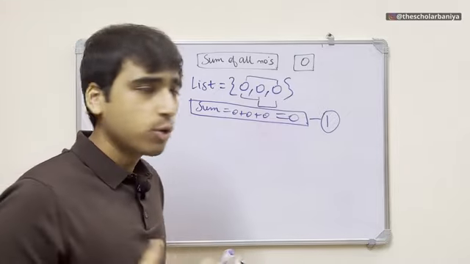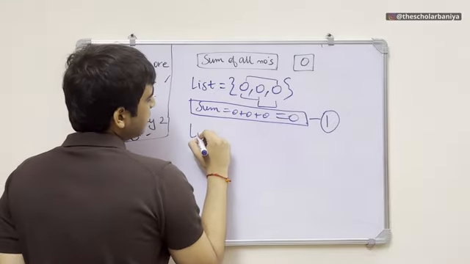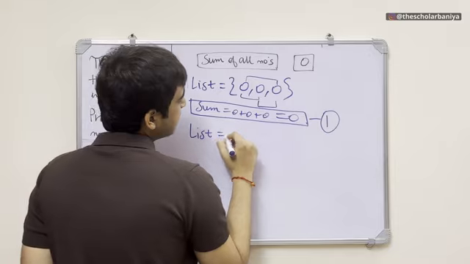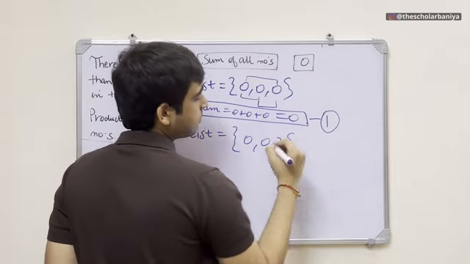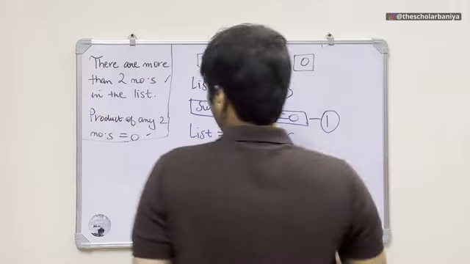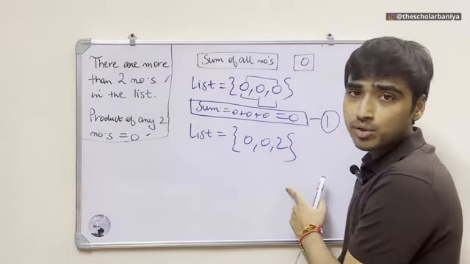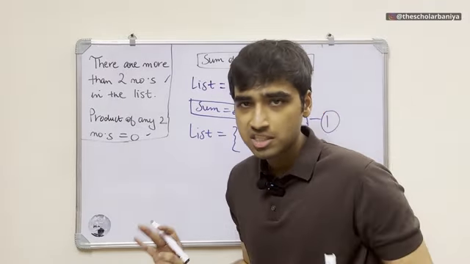Now let's try to take one more case. For example, there is another list, right? And in this list, the numbers are, for example, 0, 0, 2, right? So again, this condition is satisfied because there are three numbers. There should be more than two numbers, satisfied.